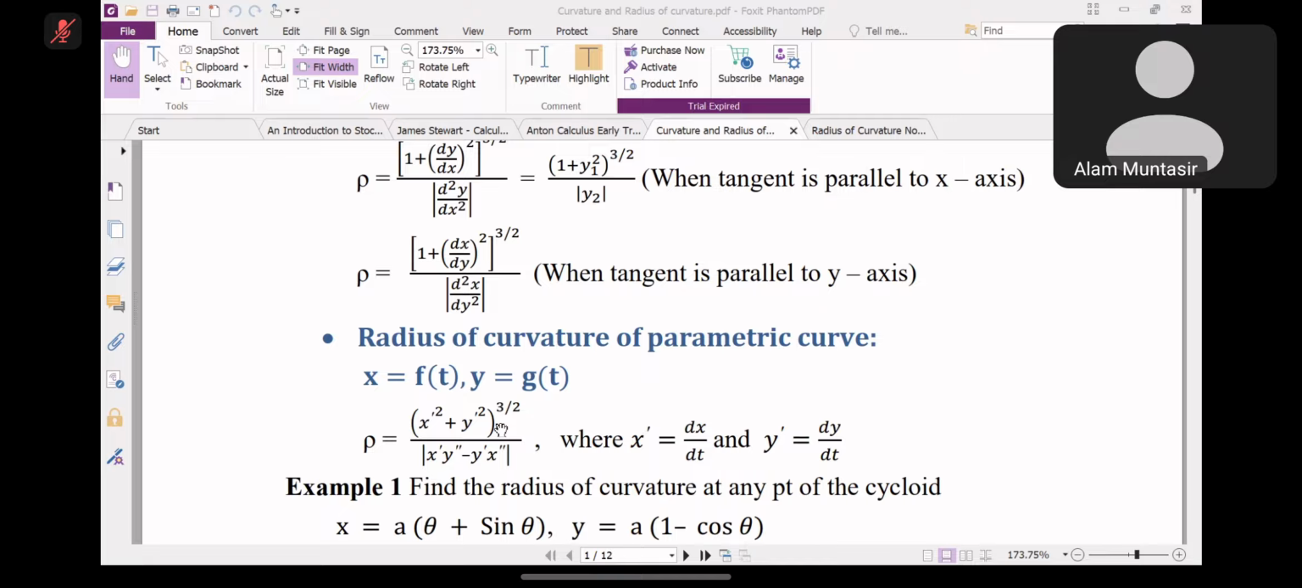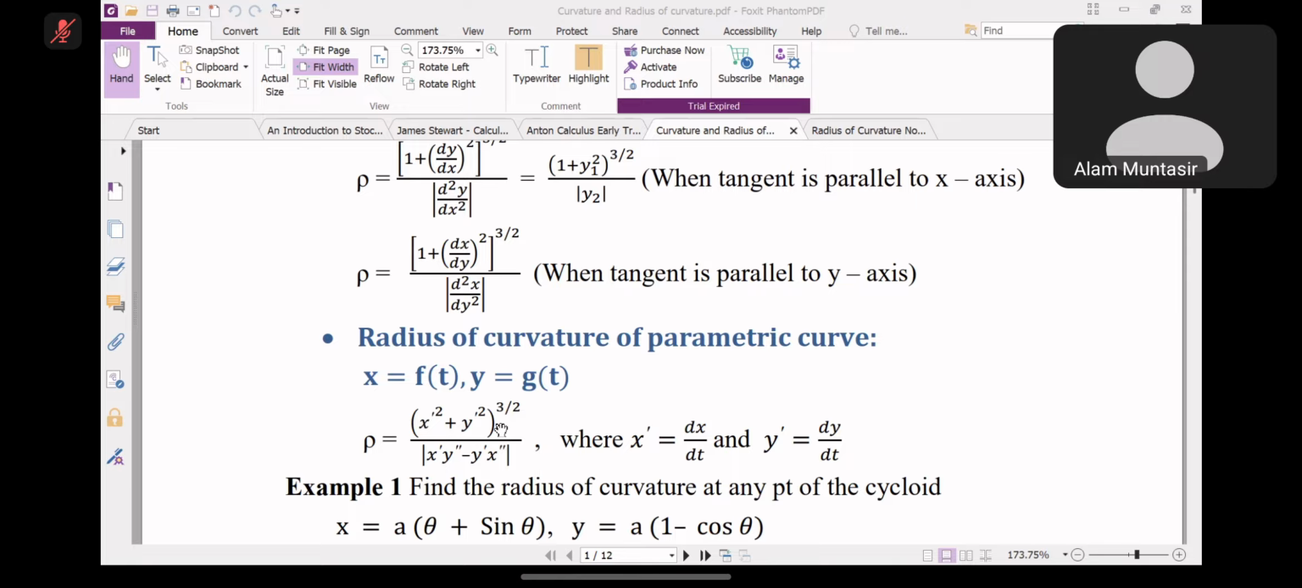But the core thing is, if you take the curvature of a given curve, it will give you an idea of how the curve is actually bending, how the curve is formed. If the value of curvature is too large, that means the curve is bending more frequently. That means the curve has a more curved shape.